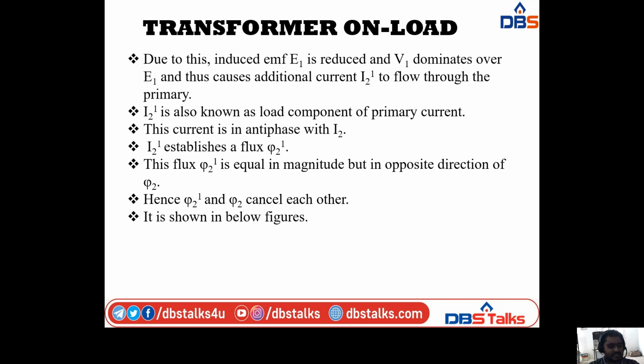And I2 dash establishes a flux phi2 dash. This flux phi2 dash is equal in magnitude but in phase opposition, that is, in the opposite direction of phi2. Hence phi2 dash and phi2 cancel each other because they are in opposite directions. I will show the diagram, after that you will understand.